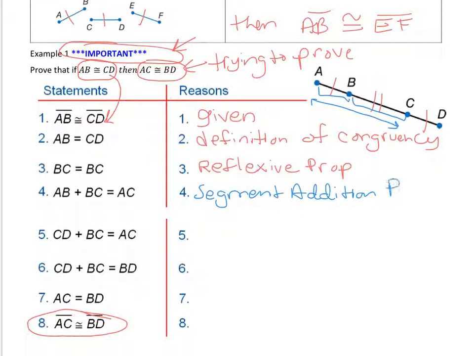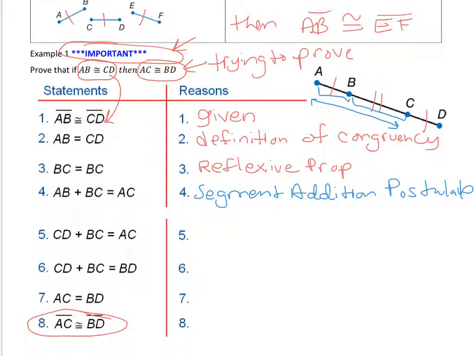Now, please don't put addition. If you write addition here for this line, I'm going to assume you mean the addition property of equality. That means we're adding the same quantity to both sides of the equal sign. So make sure you're writing this out: segment addition postulate.